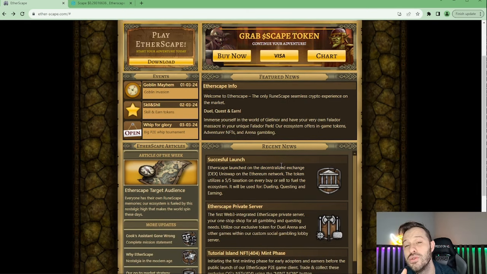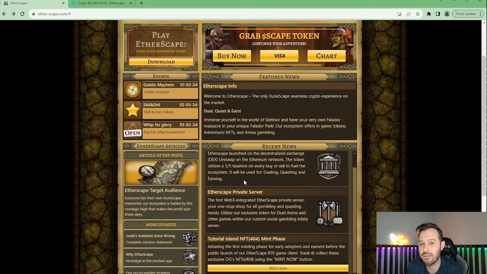One thing I want you to know, if you are buying, selling, trading this Scape token, you are going to have a 5% buy and a 5% sell tax that goes to creating this world. All right, every buy and sell to fuel the ecosystem. It's going to be used for dueling, questing, and earning. So if you guys are interested in playing this game, you are also going to contribute to allowing people to play the game by selling the token. And you know what?